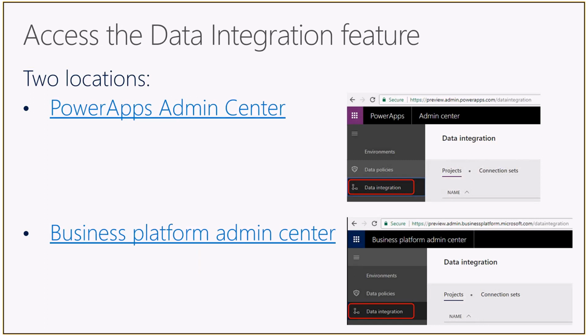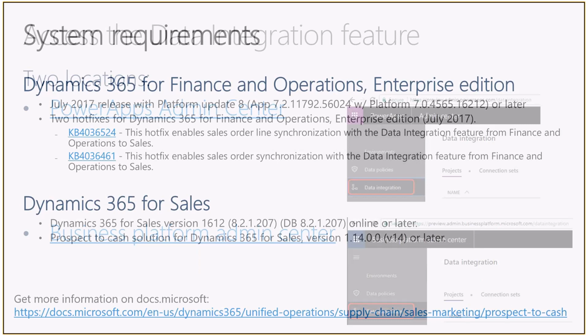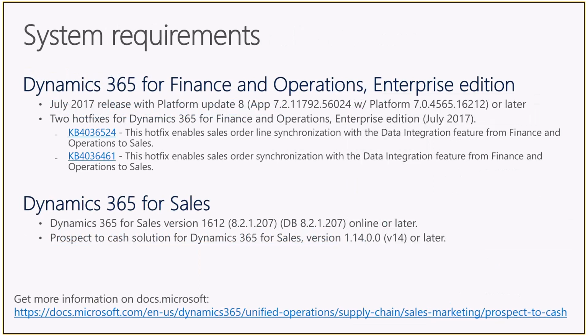Now, before we get started, there are a few system requirements that I would like to talk about. For finance and operations, it is required that you run the July 17th release with Platform Update 8. And on top of this, we need you to add two hotfixes. Actually, if you just install the latest one, the one with the highest KB number here, that will automatically pull the changes from the one with the lower number. So you just need to install the one and you will get both of them.